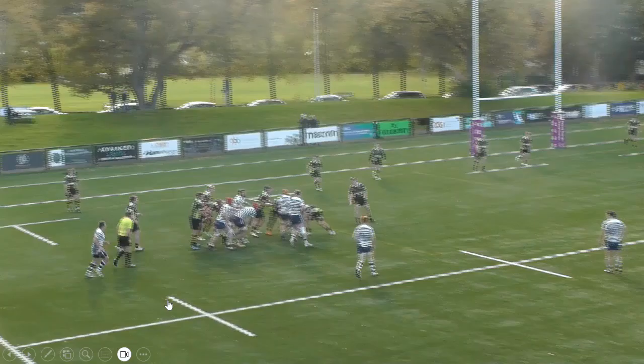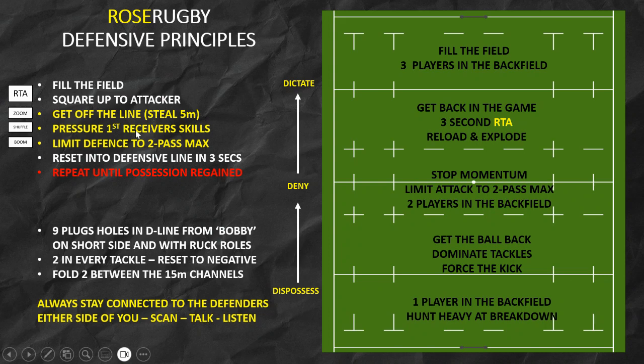Now, going back to these here. Fill the field, square up to the attacker. And when I say square up to the attacker, I mean we have to square up to first receiver, because ideally we want to force them back inside. We want to get in their eye line and force them back inside, limit them to 2 passes max. It's the same thing, really.